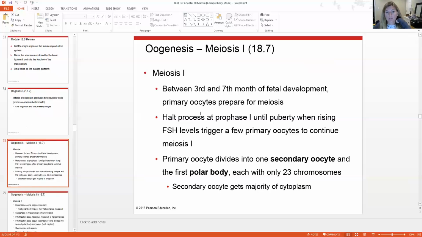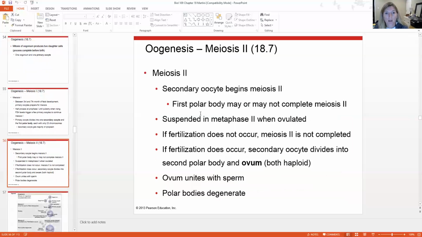And then once puberty onsets, a few primary oocytes will continue. The primary oocyte will divide into 1 secondary oocyte and a polar body. Each will only have 23 chromosomes. The secondary oocyte gets the majority of the cytoplasm, the majority of the organelles, everything. Meiosis 2 is when that secondary oocyte begins to mature. The first polar body may or may not be complete by meiosis 2. So it could be suspended in metaphase 2, and then it's ovulated or released.